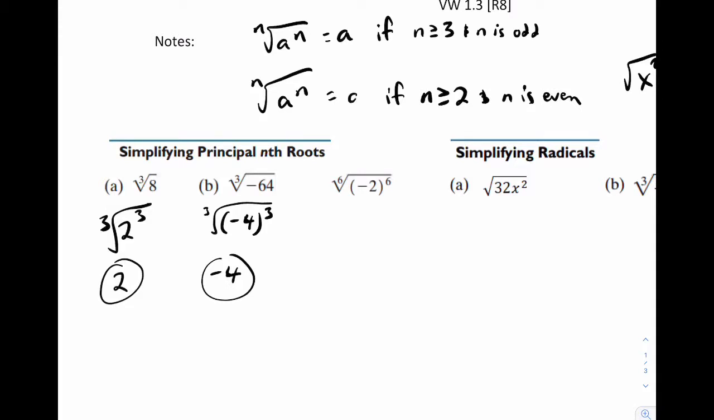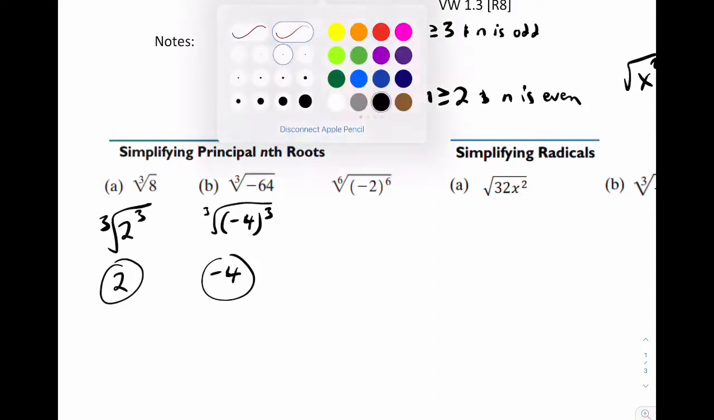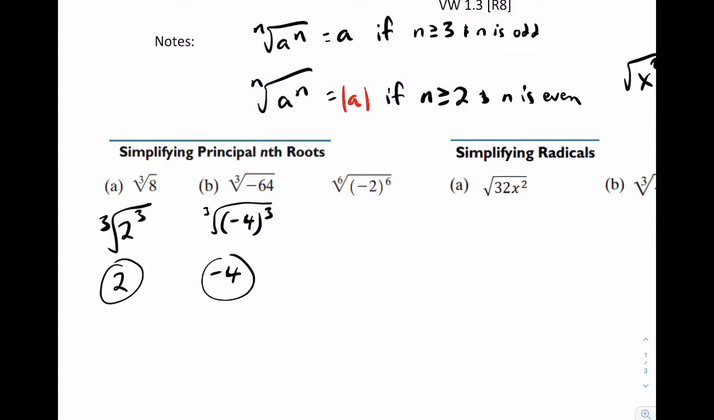A lot of people want to write a. That's actually not true. It's the absolute value of a. Now, you're probably wondering, why does that even matter, or why is that true? Well, look right here. You have the 6th root of -2 to the 6. If you simply wrote -2, that would be wrong, and I'll show you why.